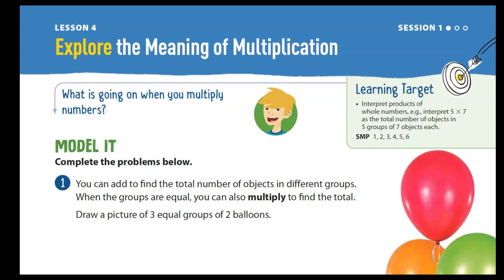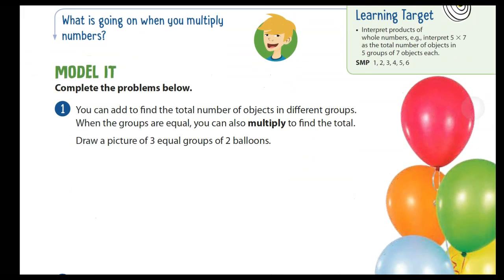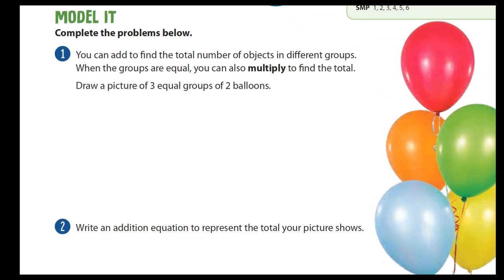Okay, so the last couple of weeks we've been doing place value addition and subtraction, okay? We're gonna be working on multiplication. It says explore the meaning of multiplication. What is going on when you multiply numbers? Our learning target is to interpret products. Products is just a fancy word to say that it's the answer to a multiplication problem. That's called a product.